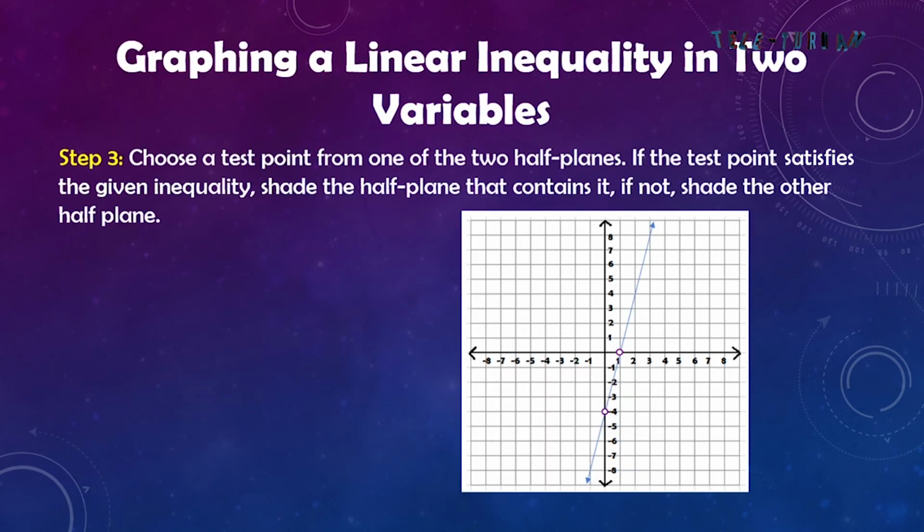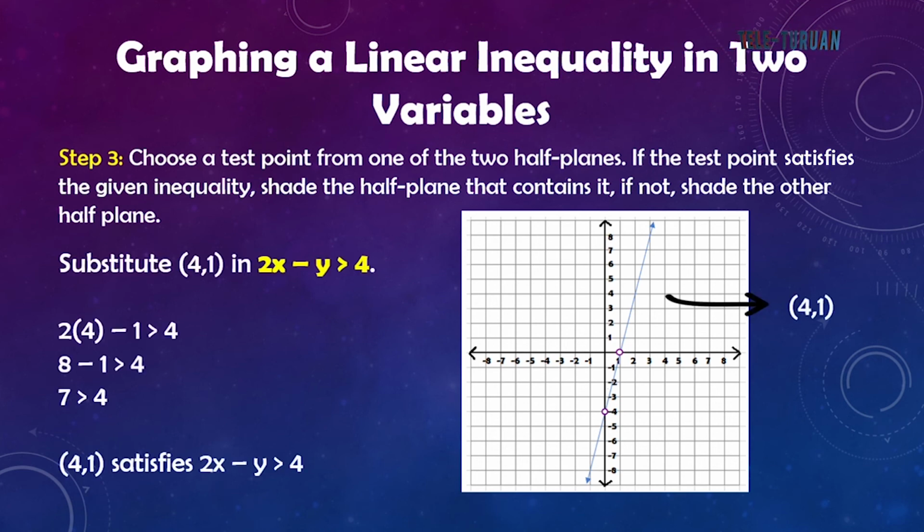Step 3. Choose a test point from one of the two half planes. If the test point satisfies the inequality, shade the half plane that contains it. If not, shade the other half plane. Let us use the point (4, 1).